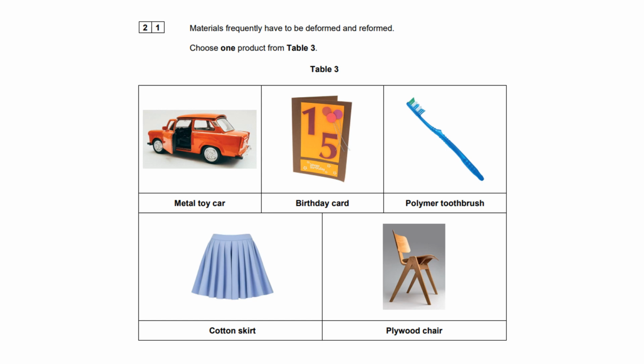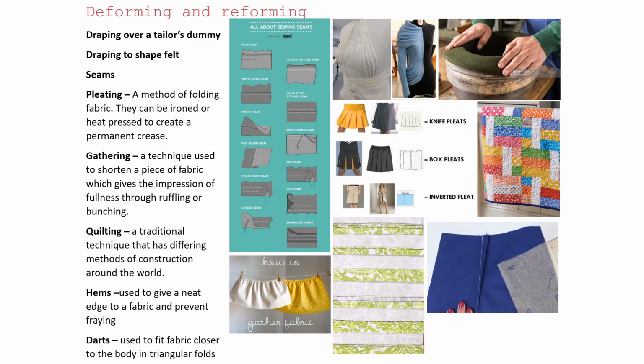So deforming and reforming is about how you would create different shapes with fabric, which could be pleats, but it could also be things like gathers, or putting darts in. It could be moulding fabric like felt, which is why you've got a hat maker making a mould in the top corner. So we can reform fabric by making it into different shapes. It includes things like quilting and hemming as well. You know these examples. Choose examples that you know you've done to talk about, because then you can talk about them confidently.